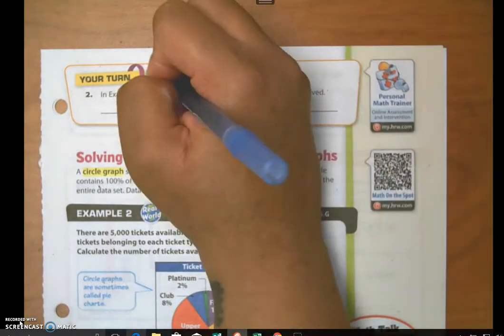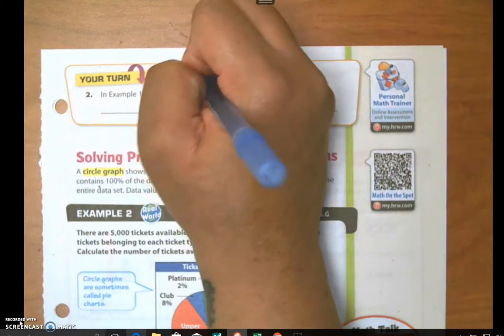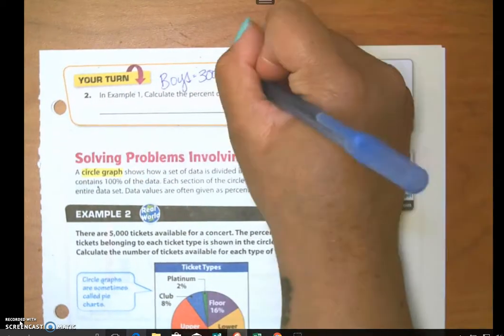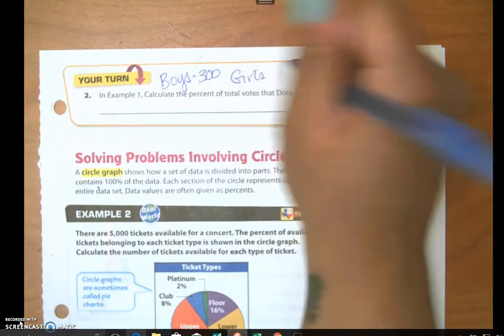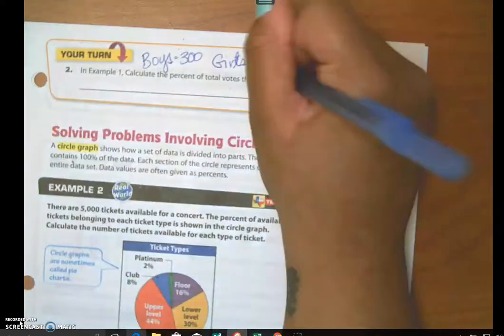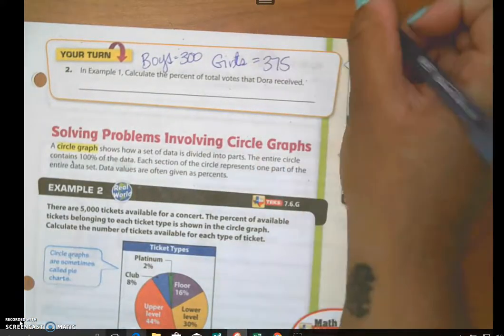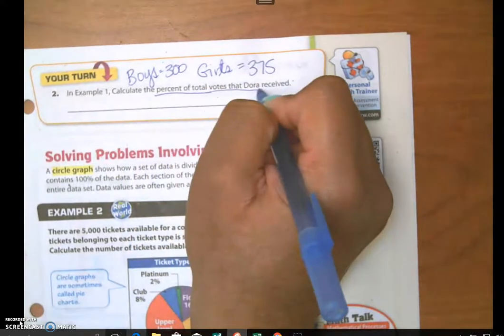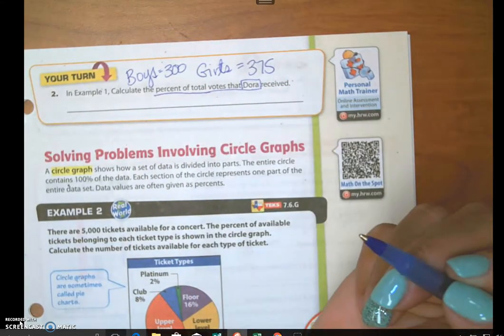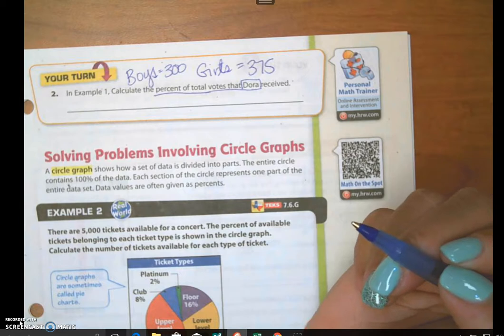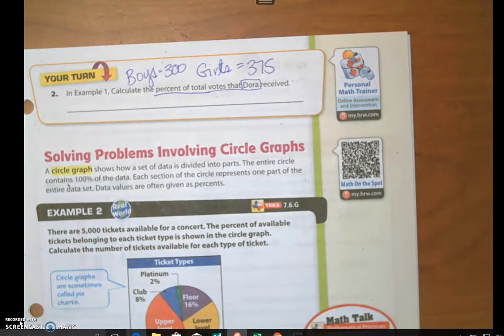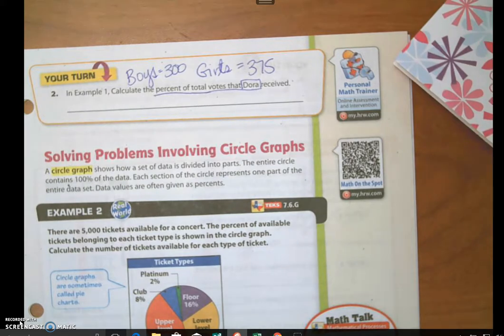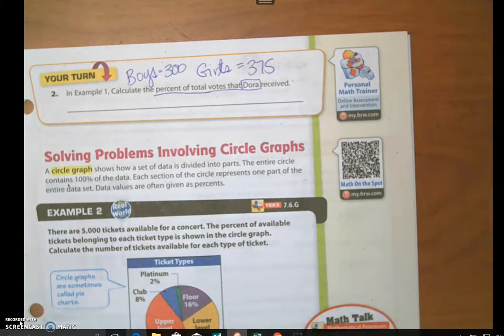Now if you remember, the boys got 300 total votes and the girls got 375 total votes. They want to know the percent total votes that Dora got. Okay, you need to make sure you're underlining, circling, boxing, and highlighting all important information. Don't leave any questions unmarked because there's key information in there that you have to take out.